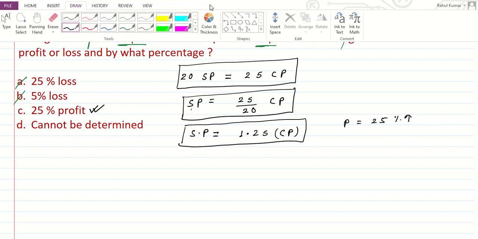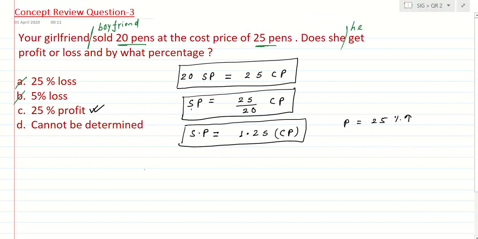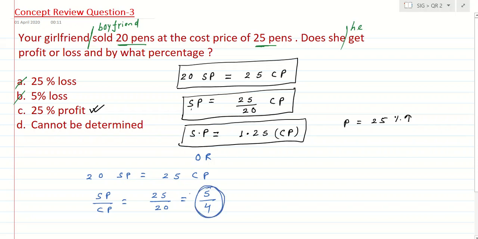What is the other approach? I'll tell you one more simple approach here. It is given 20 SP equals 25 CP, right? Let's find the ratio. So can I say SP divided by CP? How much do we get? 25 by 20. Can I say the ratio is 5 to 4? Correct? 5 by 4 ratio. How much is SP? 5 parts. What is CP? 4 parts.